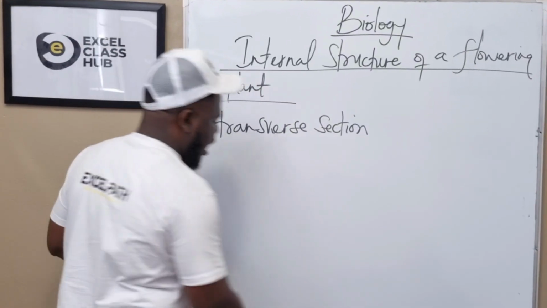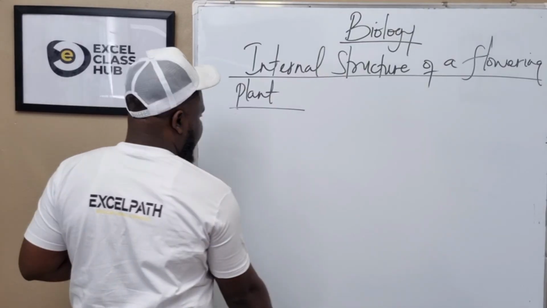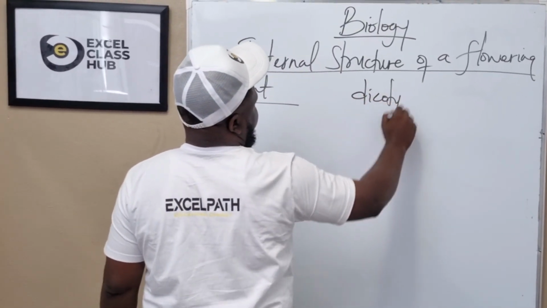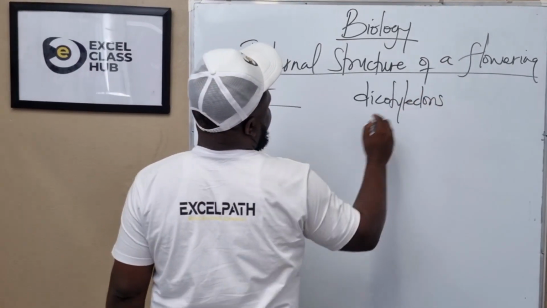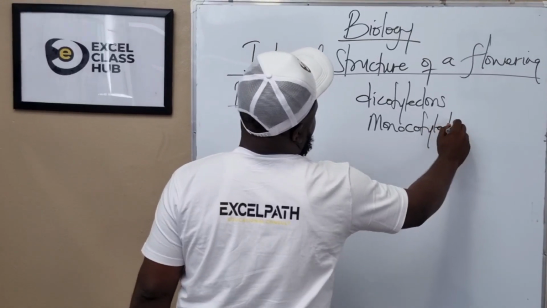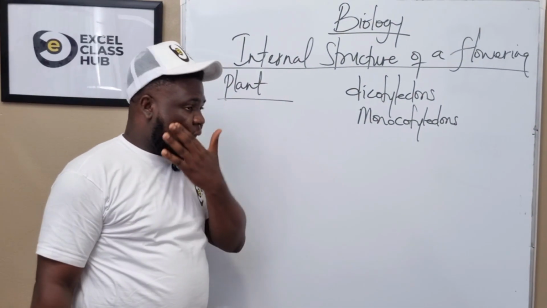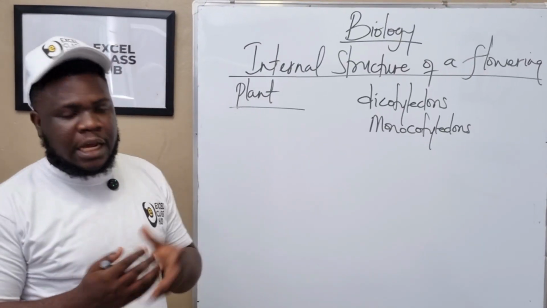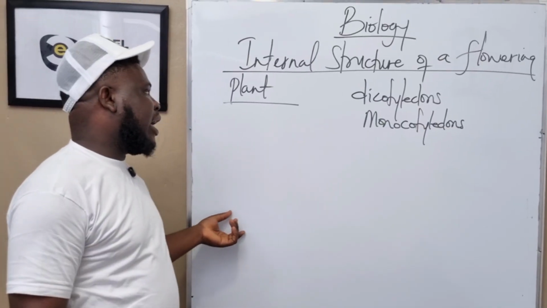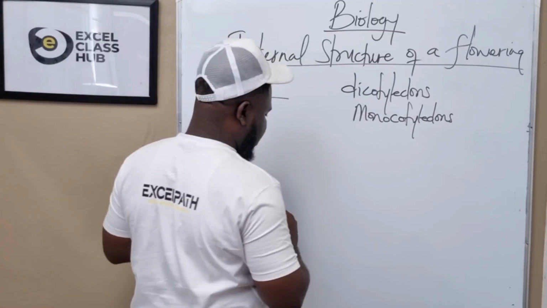So having said that, flowering plants are divided into two, dicotyledons and monocotyledons. The dicotyledons are the most primitive, while monocotyledons are the most advanced. So we are going to begin our study with the dicotyledons.